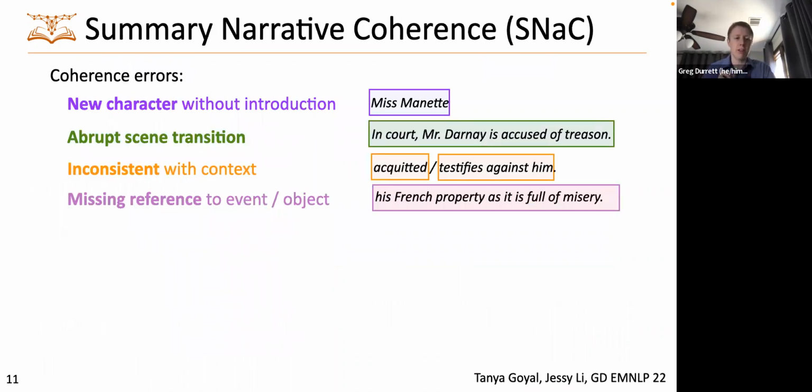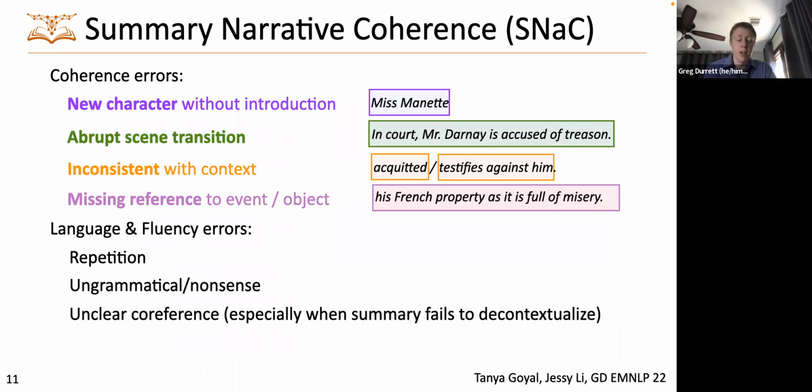So in this work, we focused on 4 types of coherence errors that we saw be pretty prevalent in these types of summaries. We also looked at a few different language and fluency errors, things like repetition, ungrammatical or nonsense sentences, and cases where co-reference was unclear, which is also arguably a coherence error, but the ways in which this manifested often looked more like the language model screwed up and output some kind of garbage, as opposed to some sort of failure of higher level planning.